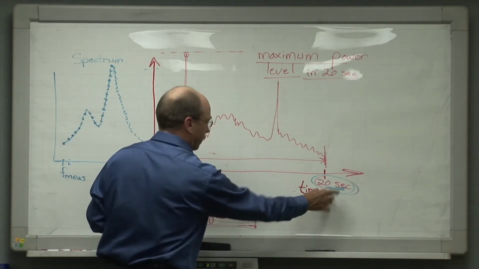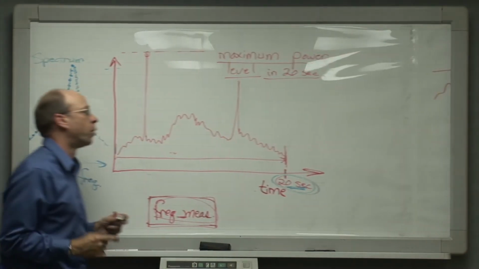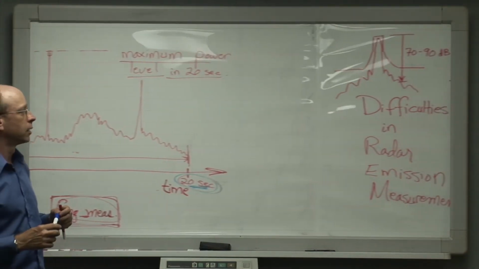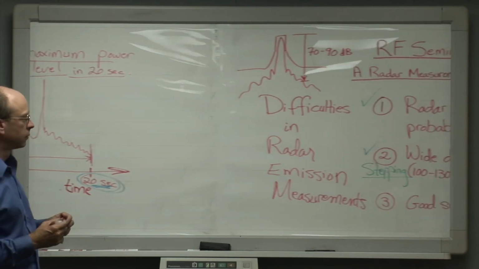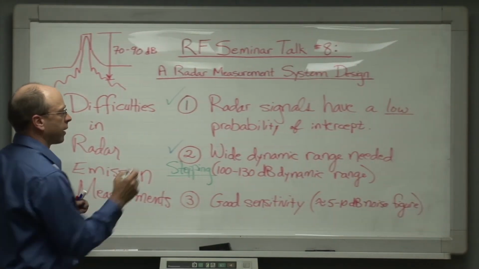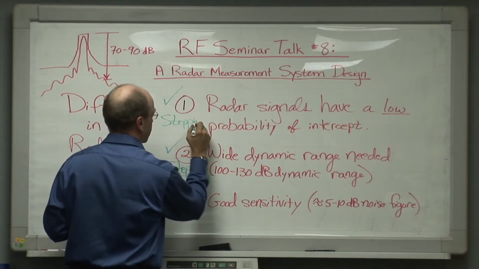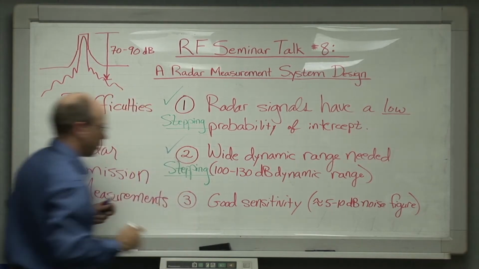But if we wait long enough for this magic interval, we will always solve the probability of intercept problem for a given radar type. So again, this problem, that radar signals have a low probability of intercept, is also solved by stepping our way through.